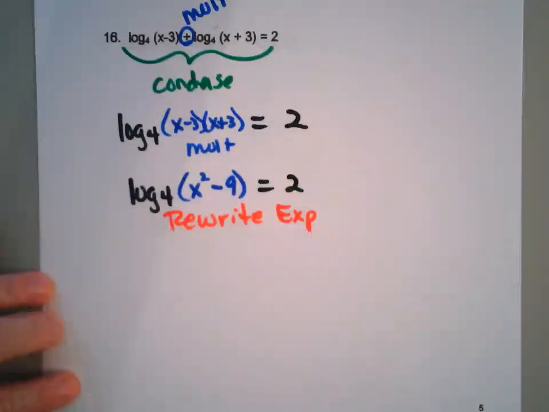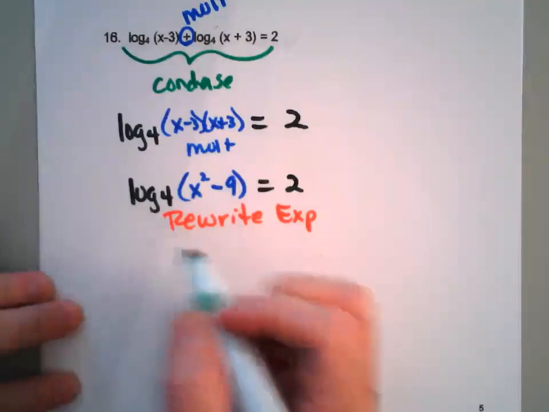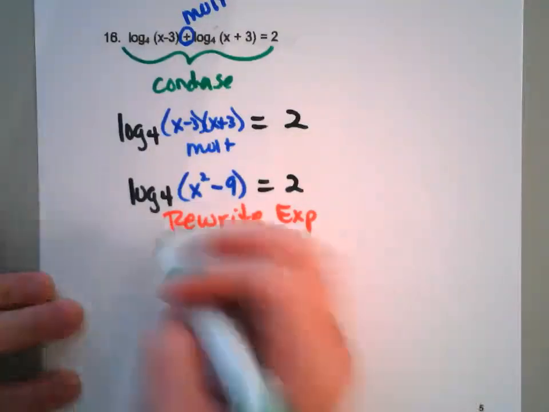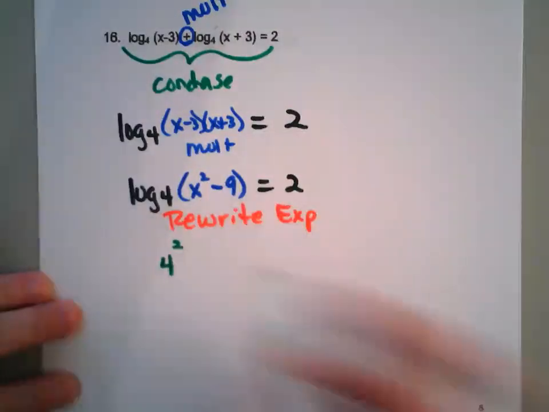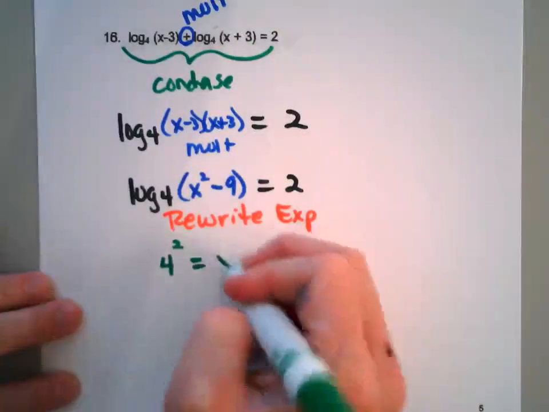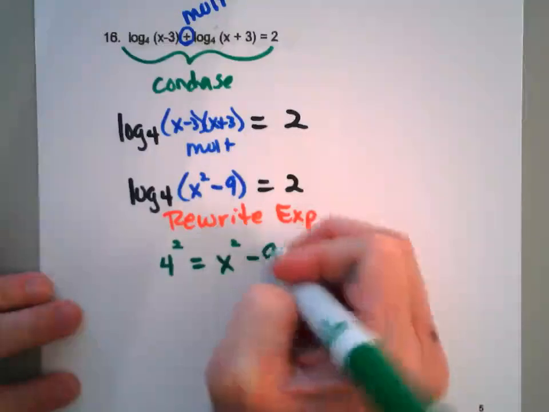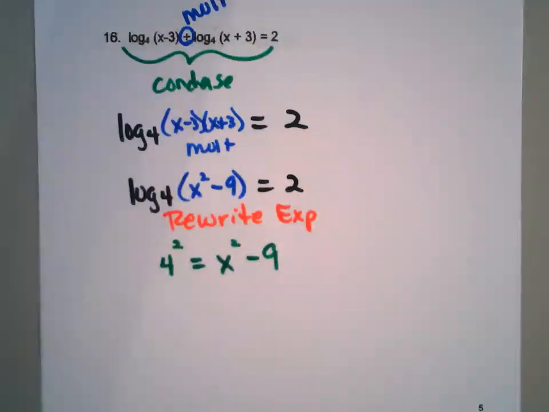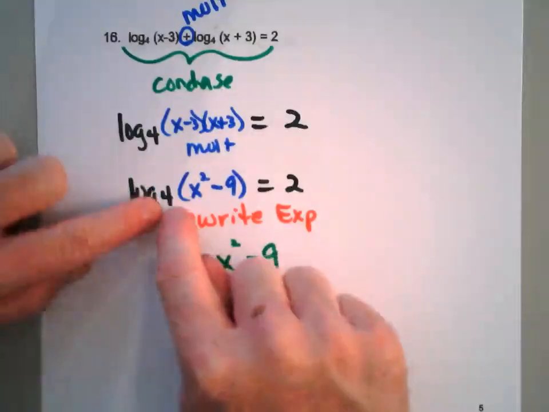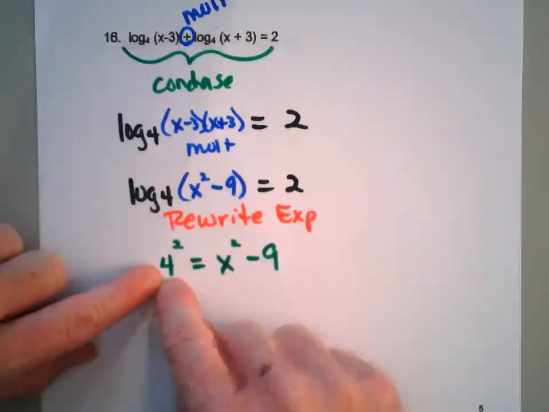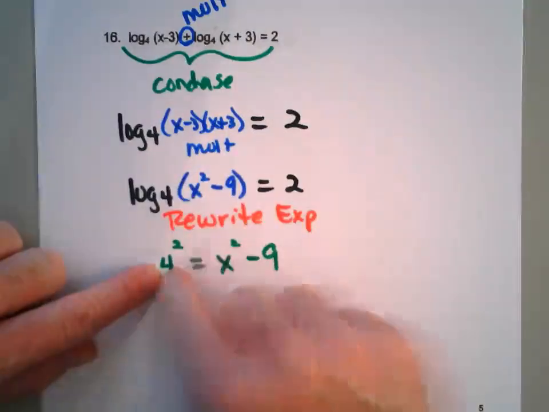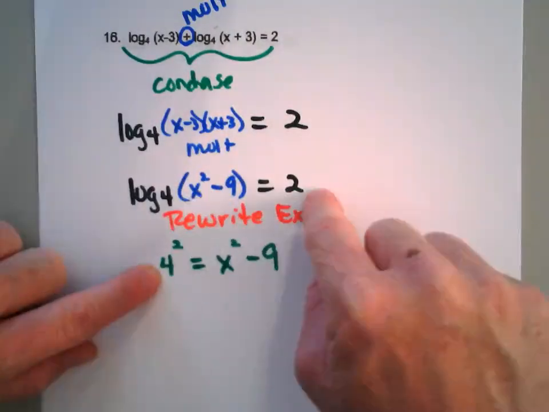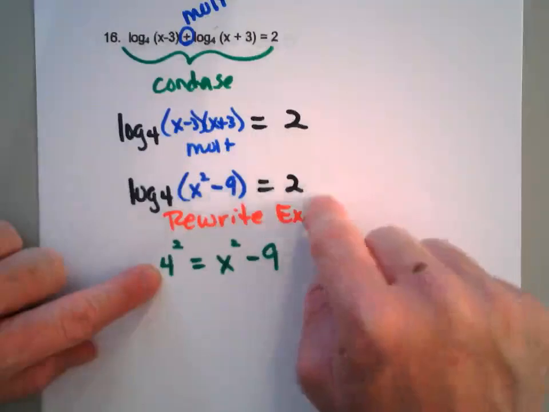So that is going to look like this. 4 squared equals x squared minus 9. Okay, the base of the logarithm becomes the base of the exponent. The 2 is going to come and be the exponent of that base. The x squared minus 9 switches places, moves over here with the 2.